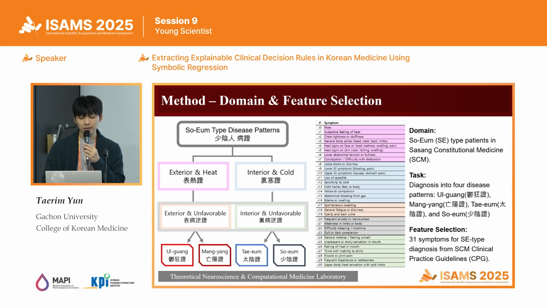The domain of the example model is 사상의학. Specifically, it will mimic the process of diagnosing 소음인 patients into 4 disease patterns: 울강, 망양, 태음, 소음. The 31 symptoms of 소음인 patients presented in the CPG were used as features for model training.